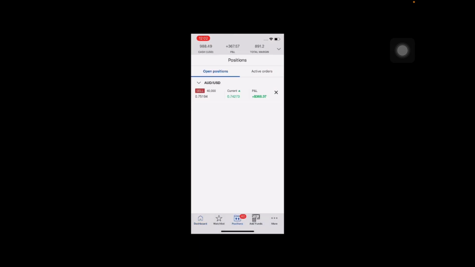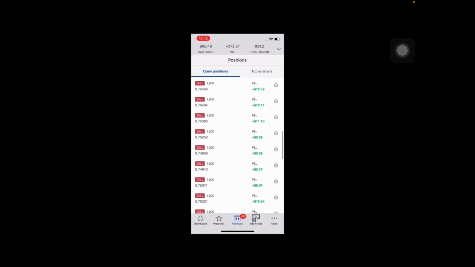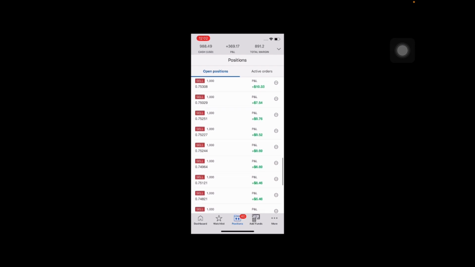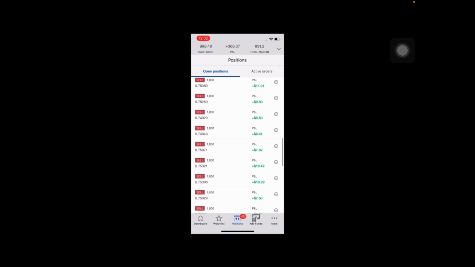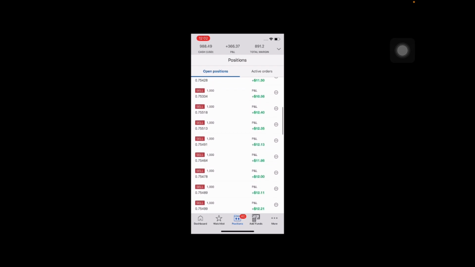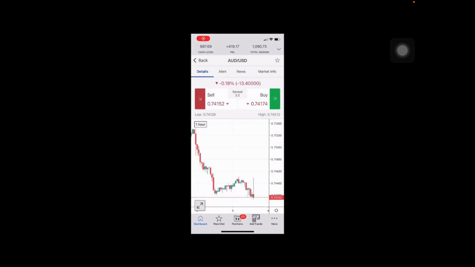So right now I'm killing the market. I'm up 300, almost 400. I am up $367 right now, and I'm all in profit. All my positions are in profit right here, as you clearly could see. So with Forex, guys, you just need to be patient, and you just need to know your support and resistance levels.